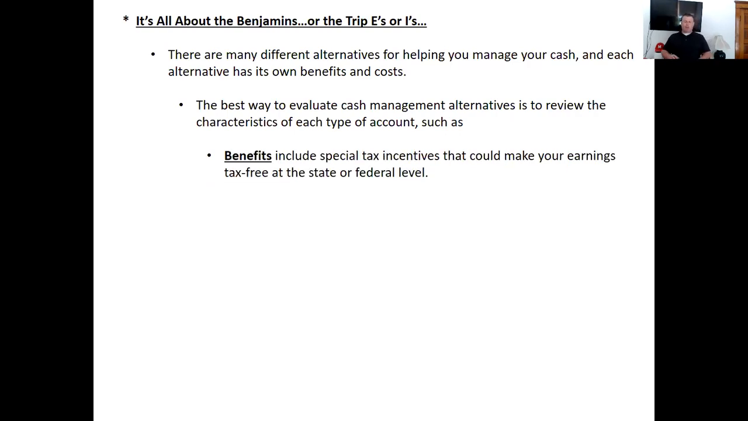And the last characteristic of how to evaluate cash management is the benefits. Some of these cash management options have special tax incentives. For example, savings bonds, if you're using them for education, are not taxable. So it could make your earnings tax-free and increase by about 15 to 30% how much you are actually able to get out of that investment at the state or federal level.